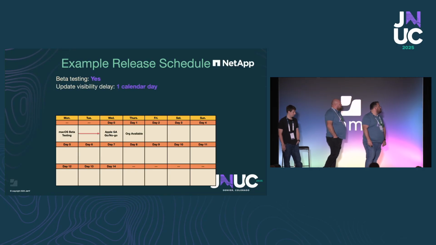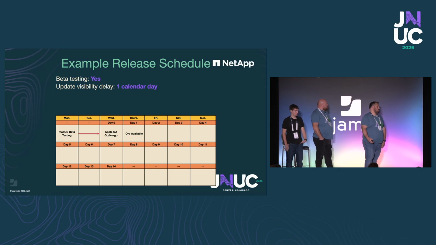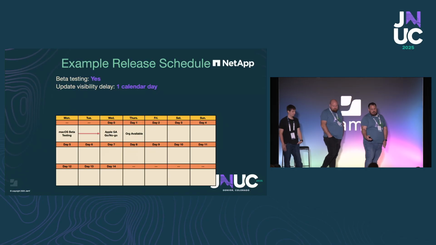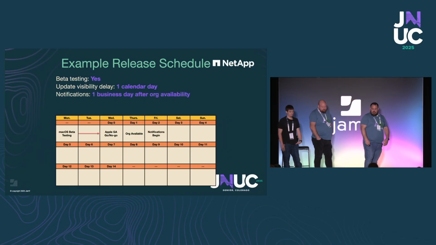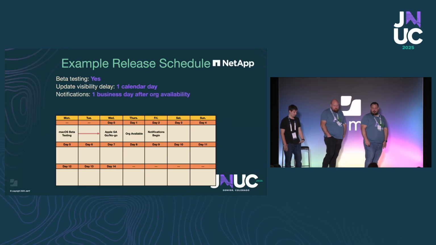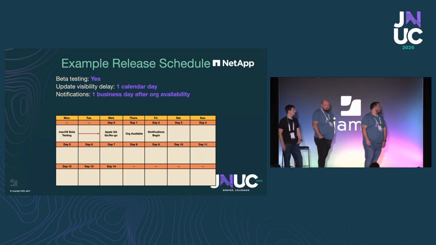And then if we're ready, it becomes visible to our employees after 1 calendar day. So if it releases on a Friday, they get it on a Saturday. If it comes out on a Wednesday, they get it on Thursday. And then notifications, it's also 1 business day after it becomes available to the organization. That's where they start getting DDM notifications as well as the Nudge notifications. If it comes out on a Friday, we'll wait until Monday to start rolling that out.